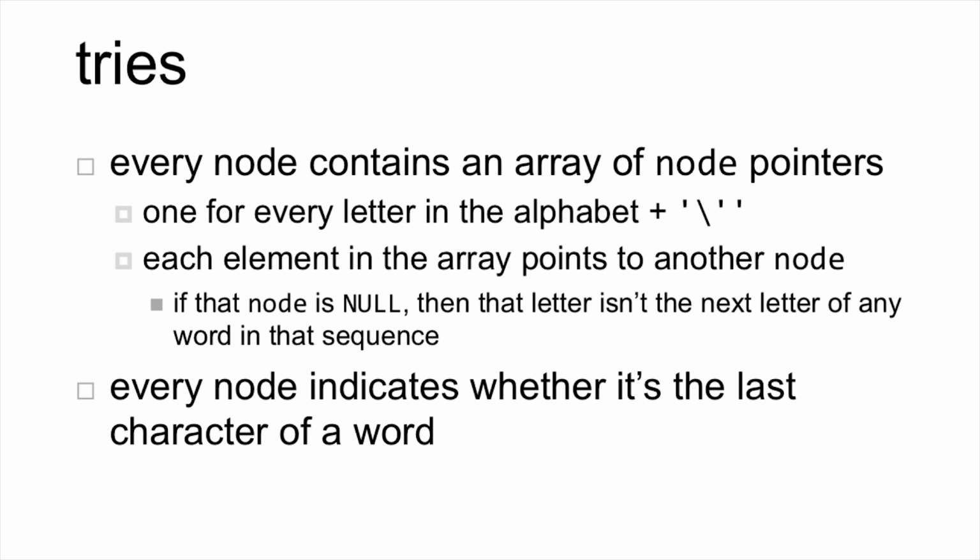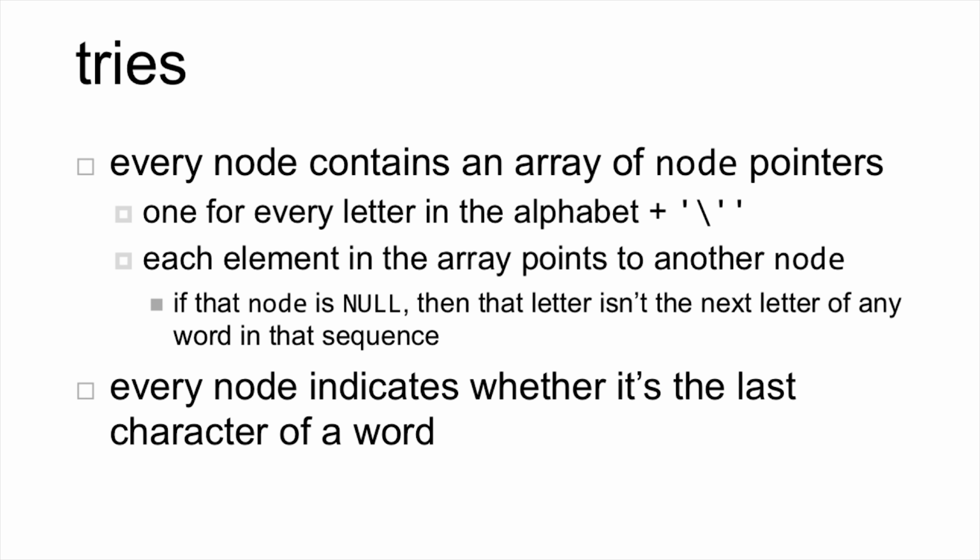Notice here how I included the apostrophe character with the backslash in front of it. That way, I allow the apostrophe to parse correctly. Now, each element in that array will point to another node. And then if that is null, then that means that the letter that array belongs to is not the next letter of any word in any sequence in the dictionary.